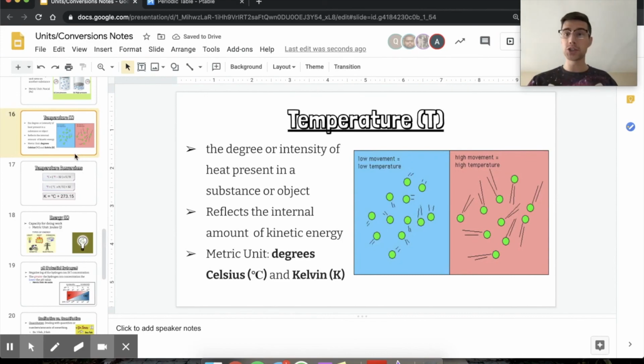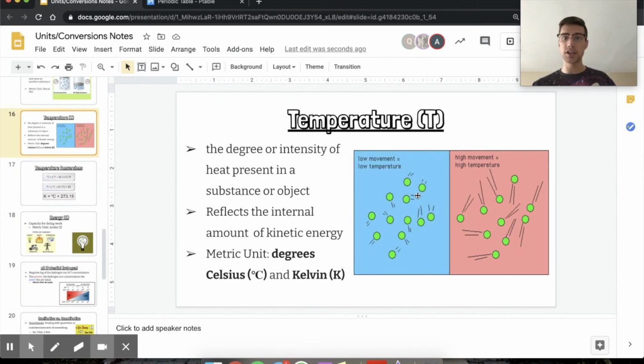Now, hopefully you have a general idea of what temperature is, right? It's the degree or intensity of heat. It's how we measure how hot or cold something is. And this is going to become really important once we start talking about gases. Temperature of an object reflects the internal amount of kinetic energy, okay?